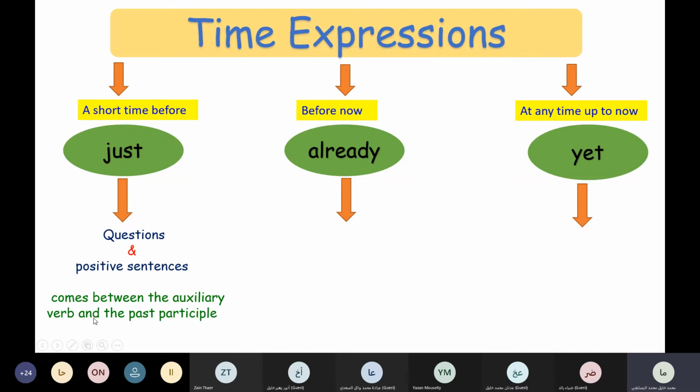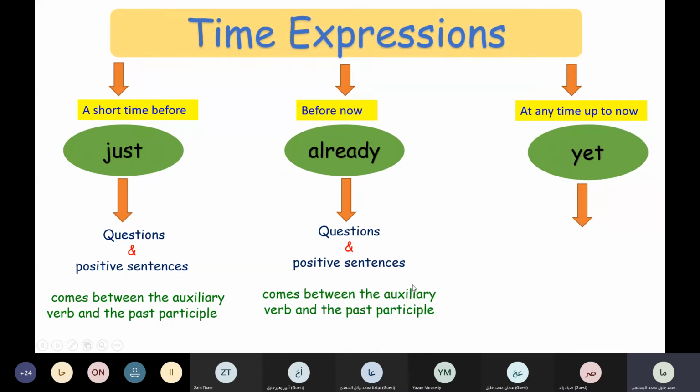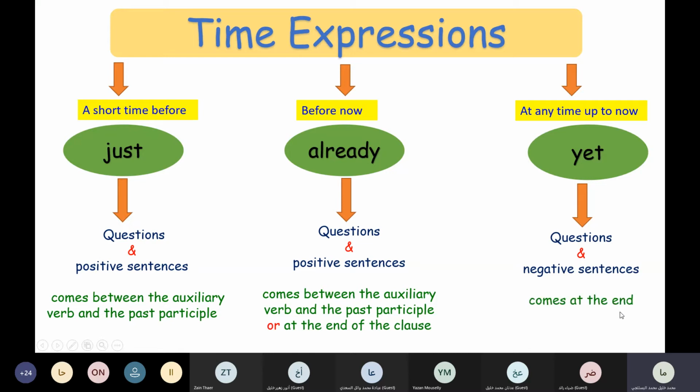Already comes with questions and positive or affirmative sentences. It comes between the auxiliary, have or has, and the past participle. Yet is used with questions and negative sentences, and comes at the end of the question or the sentence. So this is about the time expressions just, already, yet.